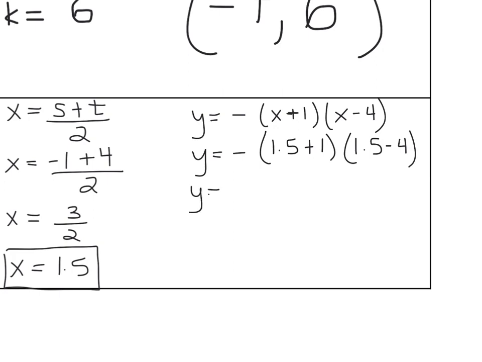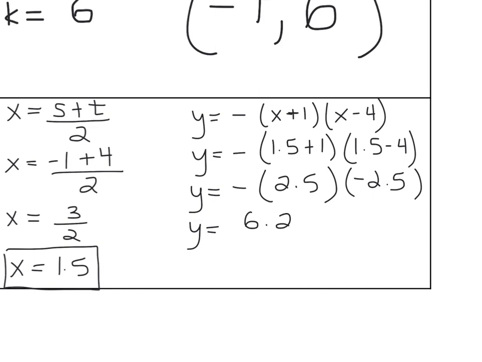So we've got y equals negative. In the first bracket, 1.5 plus 1 is 2.5. And in the second bracket, 1.5 minus 4 is negative 2.5. And then it's just a simple multiplication. So we've got negative 1 multiplied by 2.5, which is negative 2.5, and negative 2.5 multiplied by another negative 2.5. That's going to give us an answer of positive 6.25.